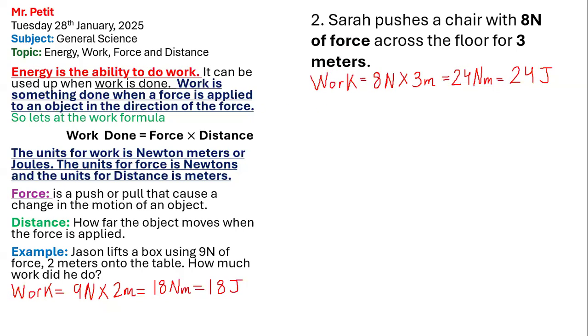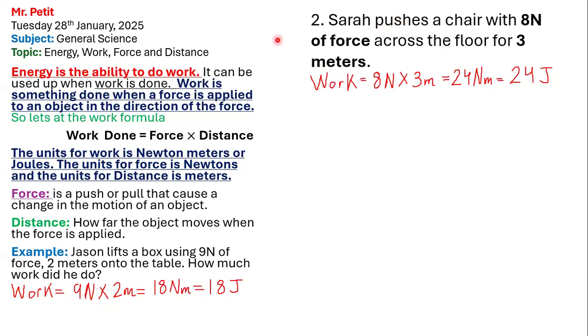How was work done? What's the formula for work? No, the formula. What's the formula for work? Work equals force times distance. Very good. And in this case, for number 2, read the question.